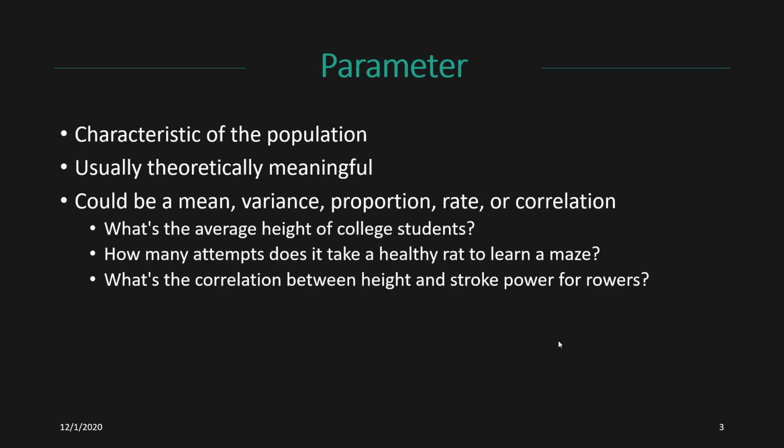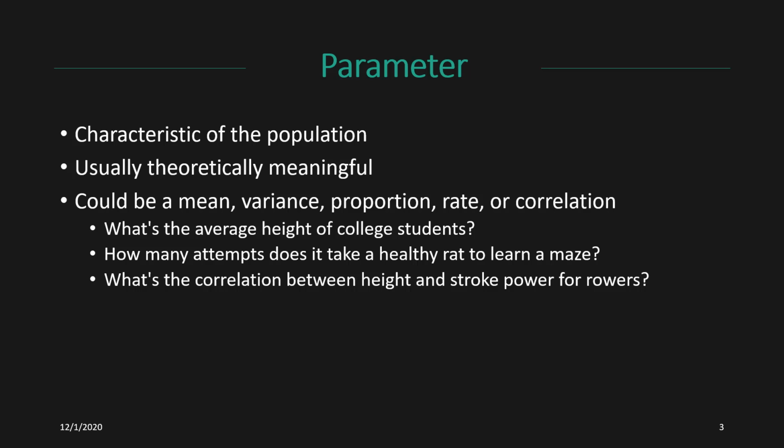So when we're studying the population, we're just talking about studying parameters, because parameters are characteristics of the population, and these are usually things that are theoretically meaningful in some way. So for instance, it might be the mean value for a group of people. It might be the mean difference between groups of people. But it really can be any kind of statistic we might want to compute. It is just some characteristic of the population.